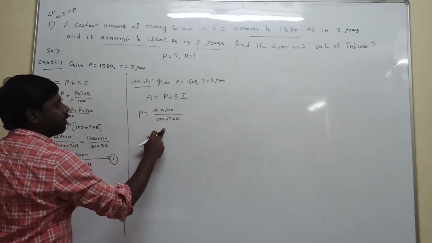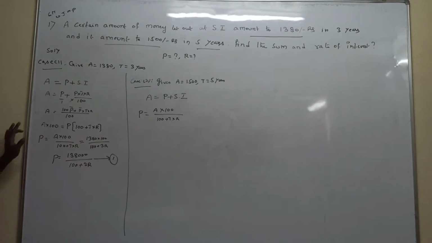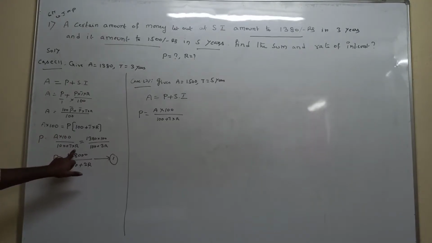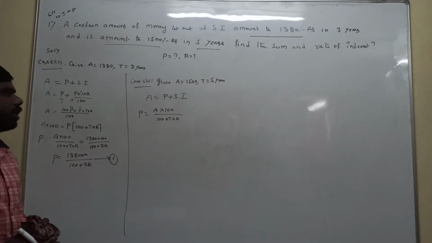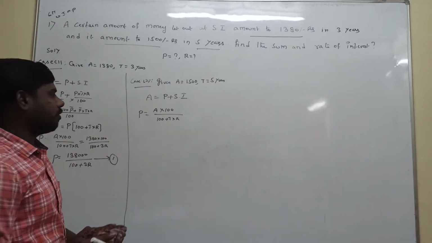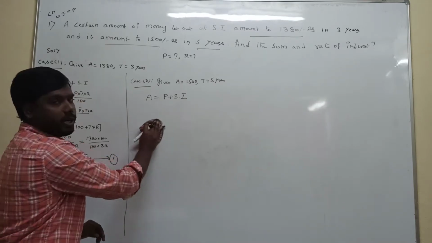You know how to get this value. I already found the P value before. What is the P value? A into 100 divided by 100 plus TR. Thus I am taking direct values: P is equal to A into 100 by 100 plus TR. If there is any confusion, I am explaining it.